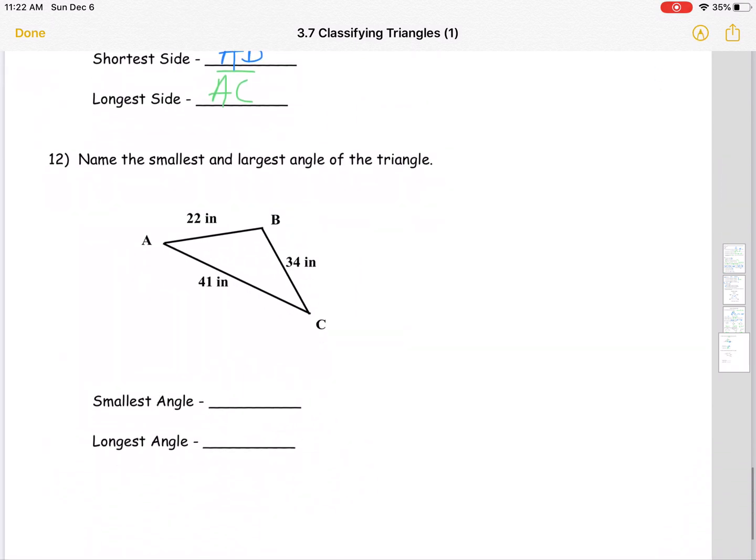And last but certainly not least, for number 12, now we want to find the smallest angle and the largest angle. Okay, this should say the largest, not the longest. Okay, so the smallest angle is going to be opposite the smallest side. So the smallest angle is going to be opposite the side that's 22 inches, or our smallest length side. So that's going to be angle C. And our largest angle is going to be the angle that is opposite our longest side, or angle B.